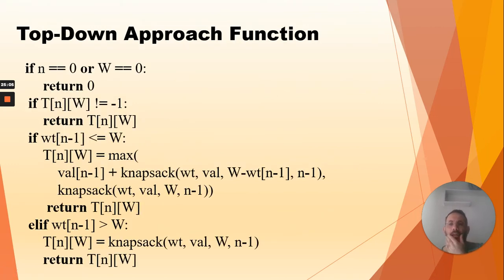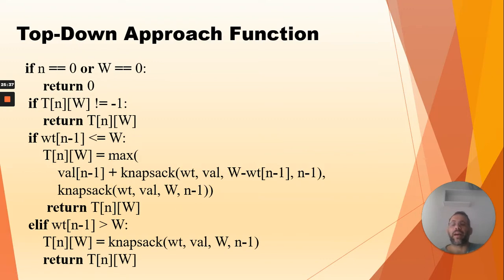Here is the function that we have used to solve the 0-1 knapsack problem. Here we have some cases. The first case, when the number of items is 0 or the capacity is 0, then the optimal solution for the sub-problem will be 0. In the second case, this case represents when the sub-problem is already solved.